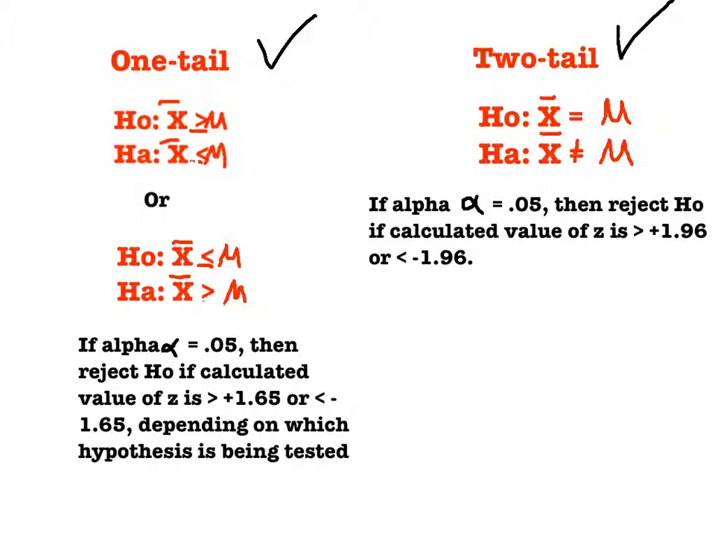So if you look at the null hypothesis there, it says the mean of the group is going to be equal to the mean of the population, but the alternative hypothesis says the mean of the group is simply different from the mean of the population.